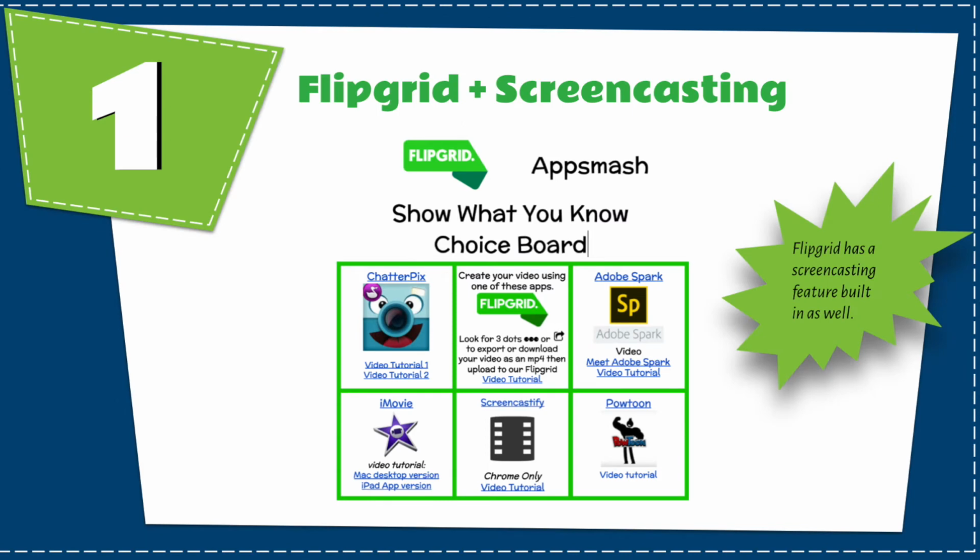The first way to app smash with screencasting is Flipgrid. I have this choice board here and we will be going over that at the end. You'll have a resource page and you'll actually be able to see that. With app smashing, you can add anything into Flipgrid, and we're going to show you how to upload any video that you make from any application that allows you to download an MP4. Also, I'm going to show you how Flipgrid now has the feature that you can screencast directly from Flipgrid.